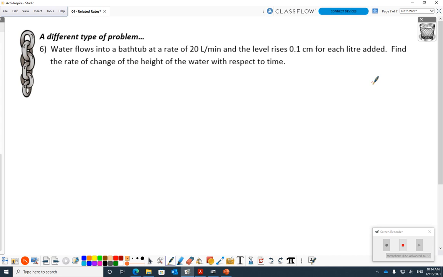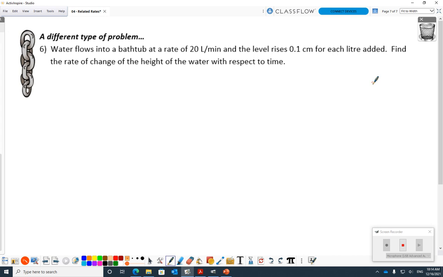All right. Water flows into a bathtub at a rate of 20 liters per minute. This is a little more realistic. The constant rate of the water. Water comes in at a constant rate, usually. And the level rises 0.1 centimeters for each liter added. Every time a liter goes into the tub, we get 0.1 centimeters. Find the rate of change of the height of the water with respect to time.